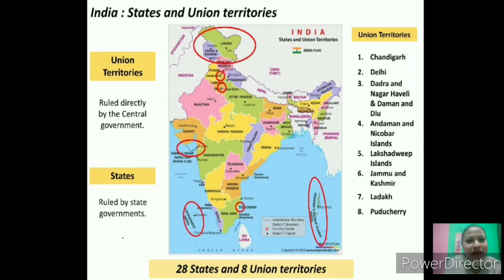Now, you must be wondering, what is the difference between a union territory and a state? Are these both the same or different? Union territories and states are different. States are ruled by state governments. Union territories are ruled directly by the central government. Just like states have their capitals, union territories also have their administrative centers.